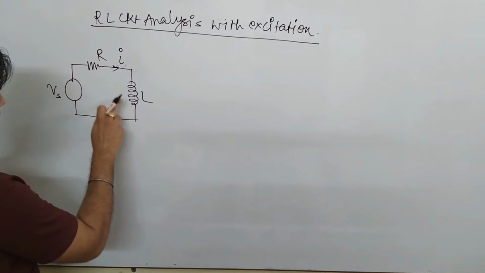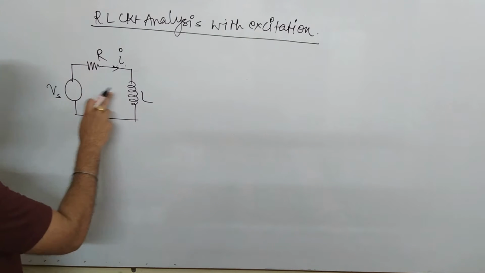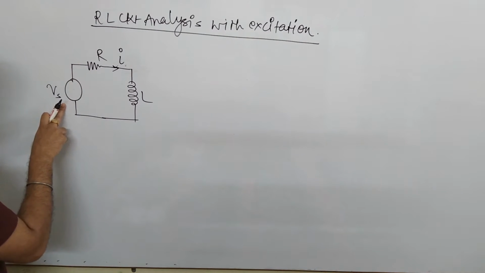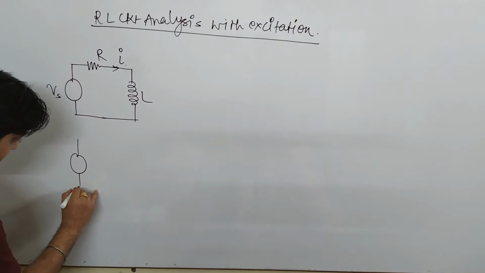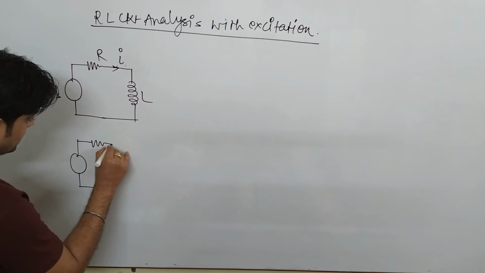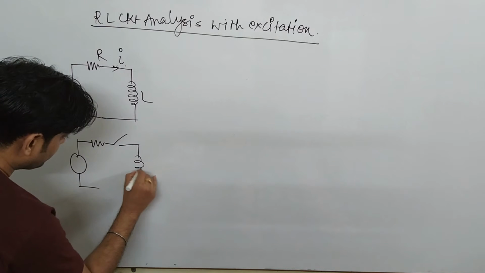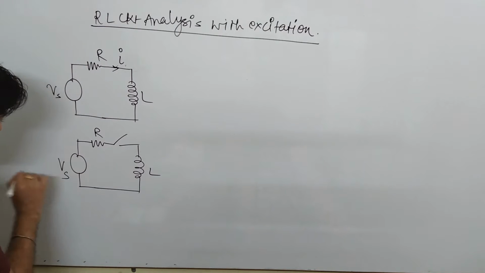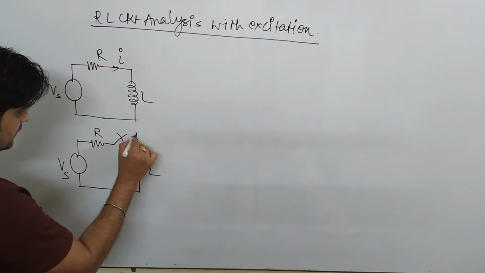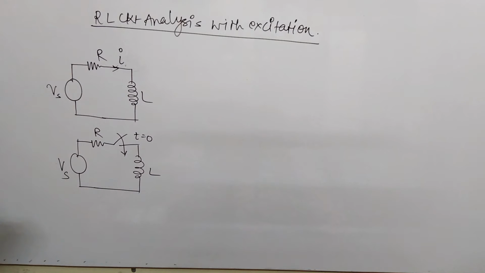This is Vs, this is R, this is L. R and L are connected in series and it is excited by some voltage Vs having some current I. If I redraw this network with a switch, it is something like this. Again, this is your inductor L, this is R and this is Vs. Now at t equal to 0, your switch will get closed. As I mentioned earlier in my video about t equal to 0, 0 negative and 0 positive, the same concept will be applicable here and we will try to understand this.